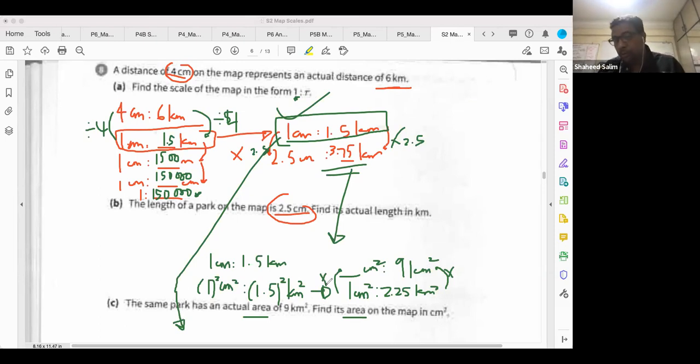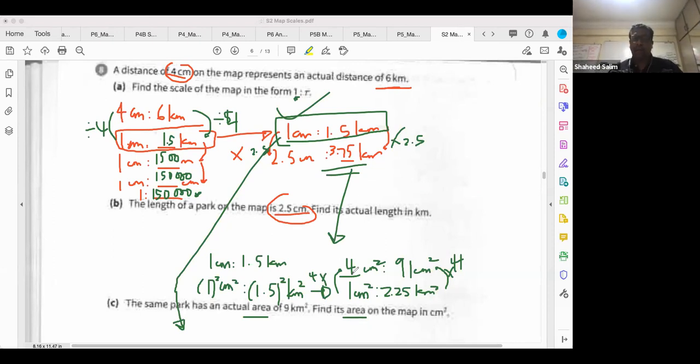No, Shafi'i. 9 divided by 2.25, what is it? Come on. 9 divided by 2.25. What is it? 4, yes, times by 4. So down here, you times by 4, you get 4 square cm. That is your answer. See, I really don't understand what this is.